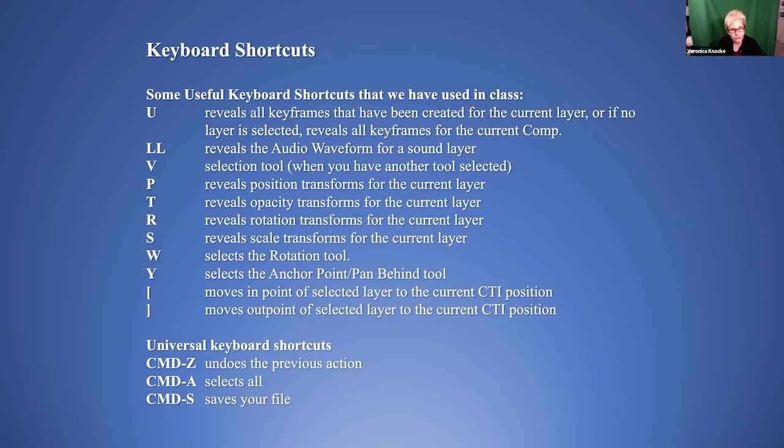In any program that you're using, Command Z will undo the previous action. Command A will select all. Now, if you have been working on a paragraph, it will select all of the paragraph. It selects all on the screen, but it depends on the situation, all of what. So Command A selects all. Command Z undoes the previous action. Command S saves your file.